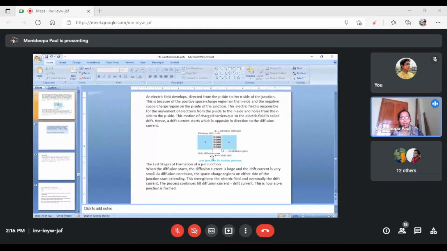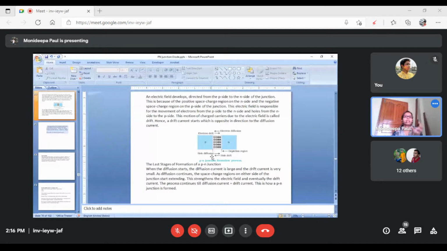Due to this potential difference, electron and hole movements also happen. That means this potential difference pushes the electrons, or negatively charged ions, towards the n side and forces the positively charged ions in the n side towards the p side. Due to this movement of charge by the force of the potential difference, a current is constituted inside the semiconducting material. This current is known as drift current.